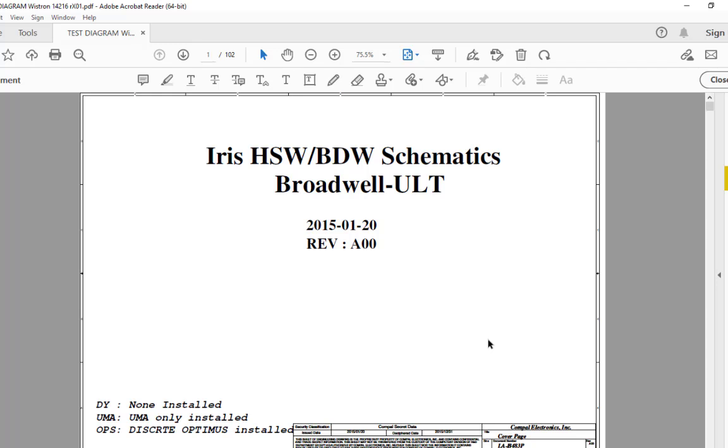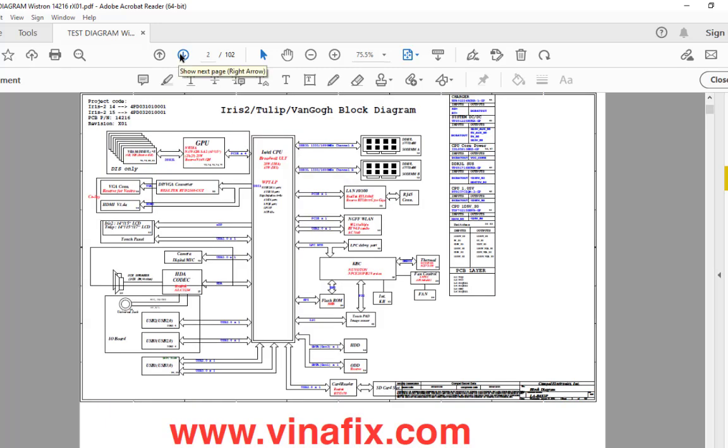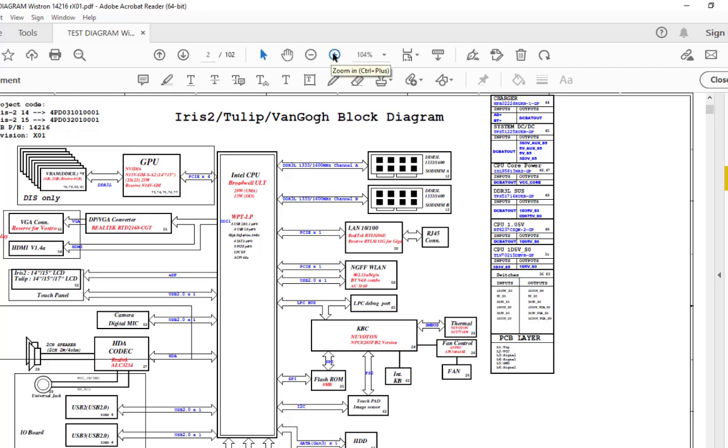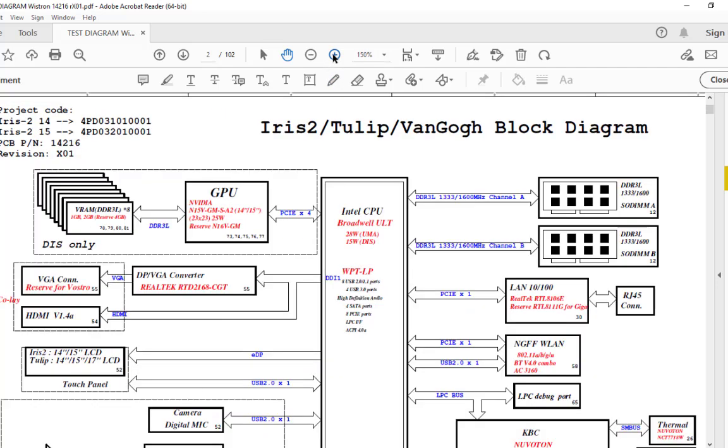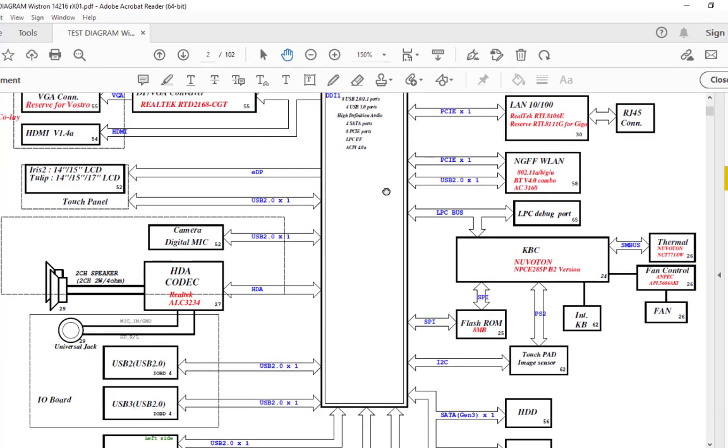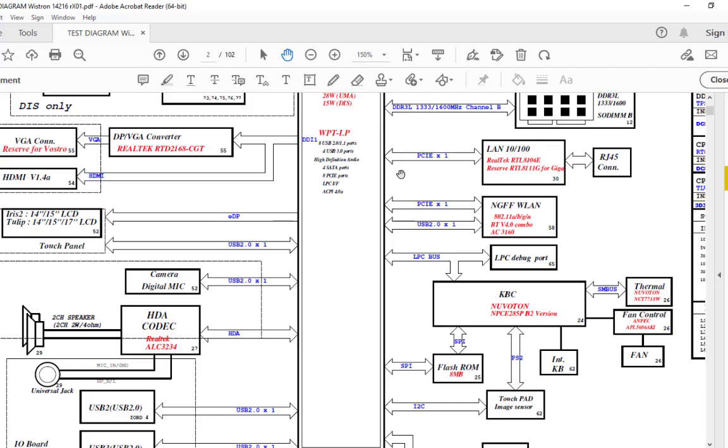So here is my board, and this one is a Dell laptop, and the second page is basically a block diagram for the laptop. You can see here in the center there is a CPU. The CPU is a Broadwell CPU, and Broadwell means that this CPU is fifth generation. And here are some components. All the components are connected to the CPU.